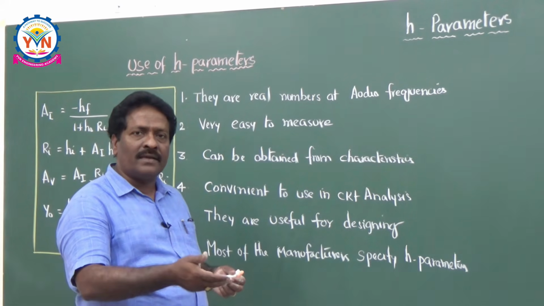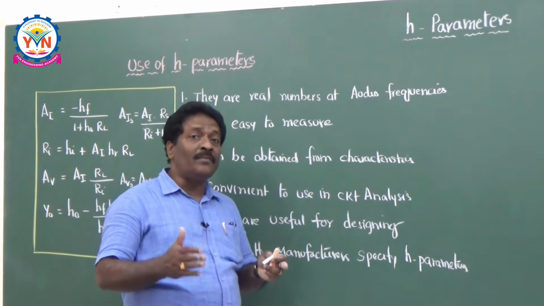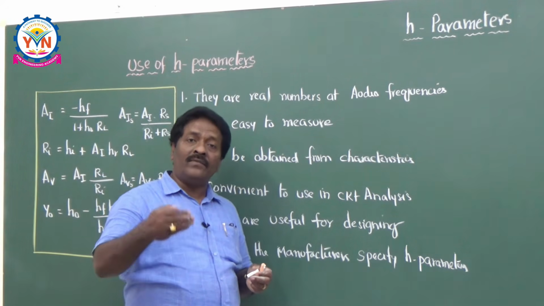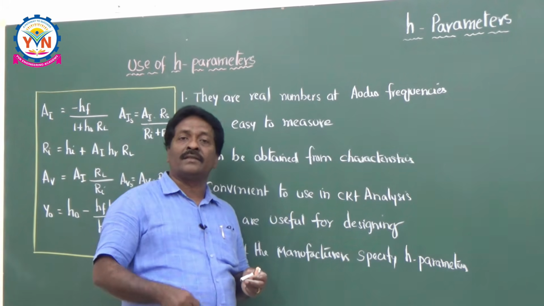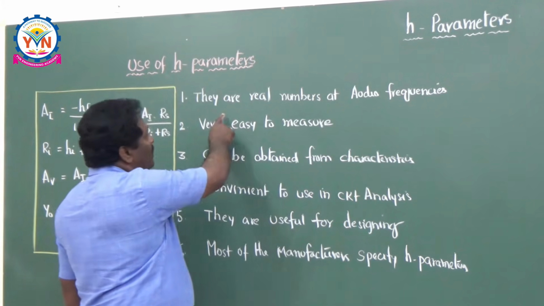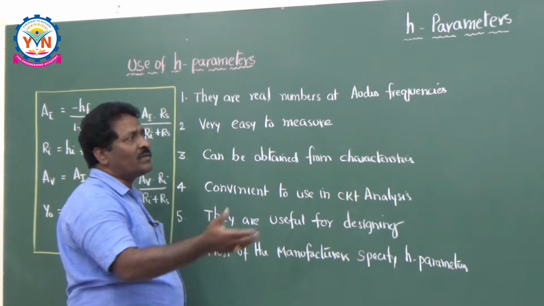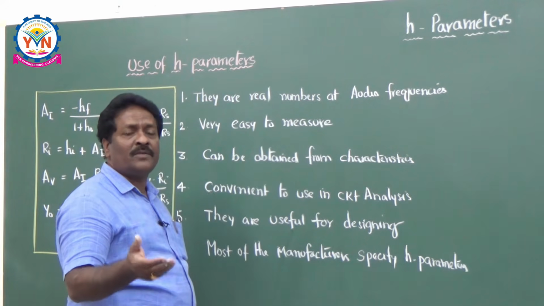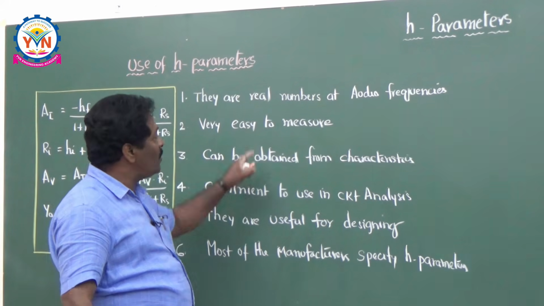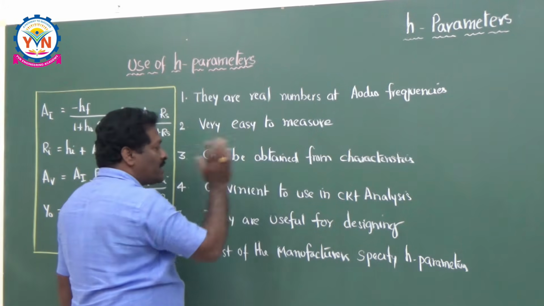So finally, I can say what are the advantages of the H parameters? H parameters are the real numbers at audio frequencies. They are not imaginary, they are real numbers. Whenever they are calculating these H parameters, they are also taking care of the temperature variations. That's why they are very real numbers at audio frequencies. Very easy to measure. Just now we have seen the measurement of these H parameters from the characteristics. Even in the laboratories, they are going to estimate these values very easily. We can measure it. They can be obtained from the characteristics.